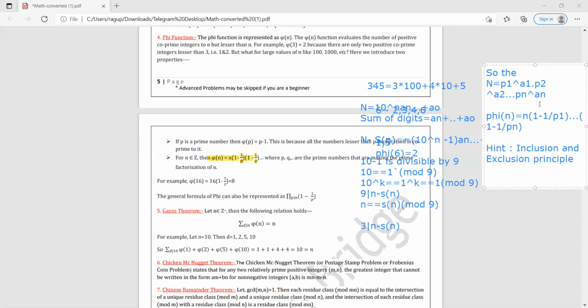And another hint, I will give it with an example. If phi of p into q, where p and q are two primes, phi of pq is p minus 1 into q minus 1. Okay, so let's move on.